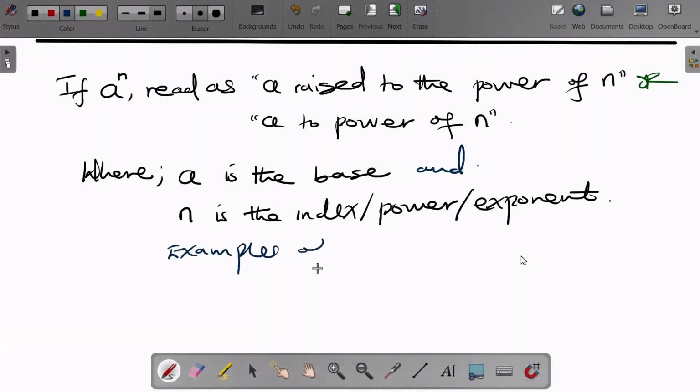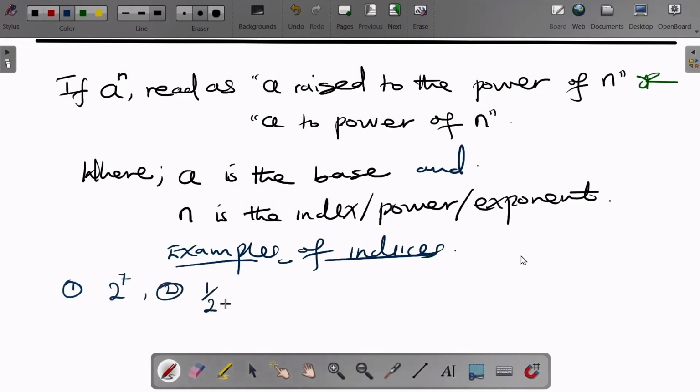So we can have examples here. Let's have examples of indices. The first one, you can have 2^7. Can have the second one, (1/2)^3. We can have 7^(1/2). We can have 21^4, and so many others of the same kind.